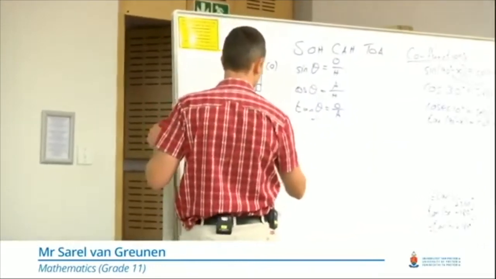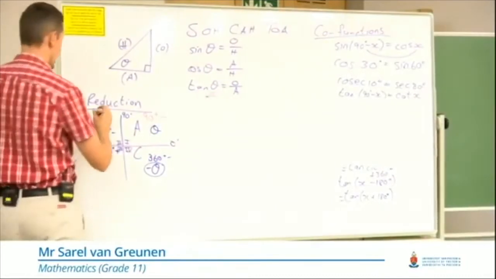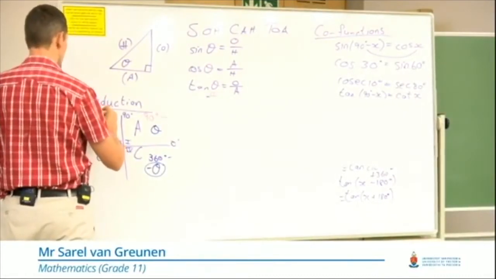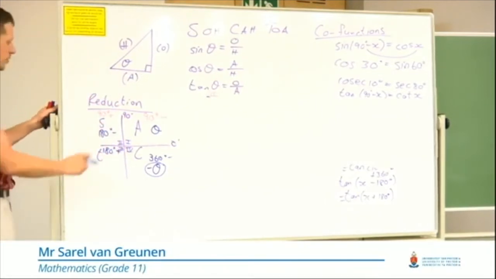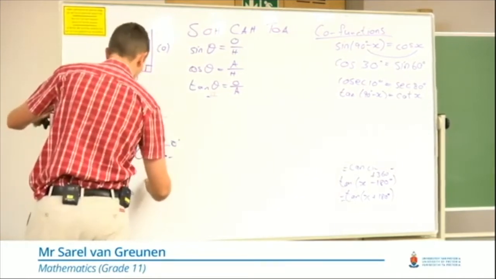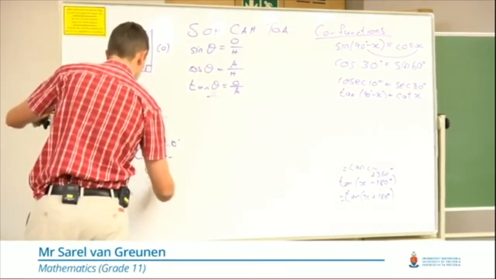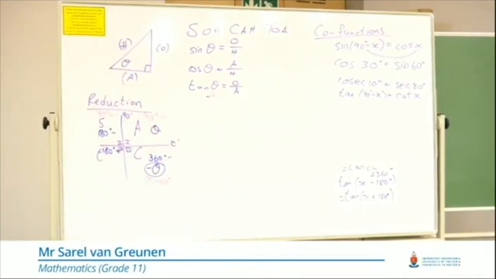Now let's quickly have a look at making life easy for you. In the first quadrant, I'm going to work with 90 minus. In the second quadrant, I'm going to work with 90 degrees plus. And in the fourth quadrant, I'm going to make life easy for you. We are going to work with theta minus 90. Okay, theta minus 90.